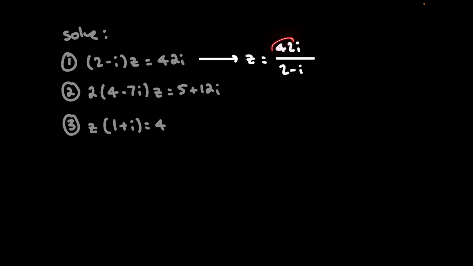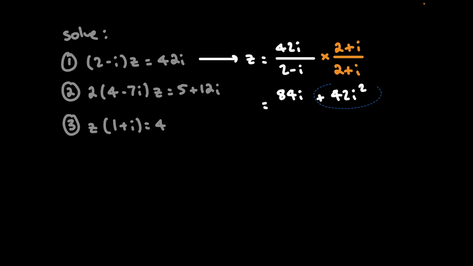And if we want to simplify two complex numbers divided by each other, we can simply times the top and bottom by the conjugate of the denominator. So we can times the numerator by 2 plus i and the denominator by 2 plus i. So now what we have is on the top, we can multiply 42i with 2 plus i, and that'll give us 84i plus 42i squared. And then on the denominator, we can do the difference of 2 squares. That's just the same as 2 squared minus i squared.